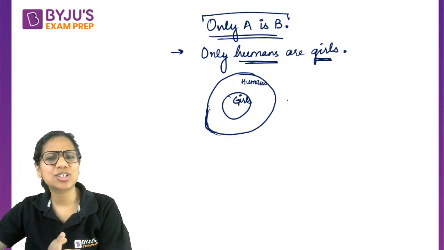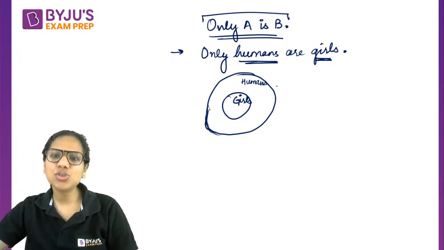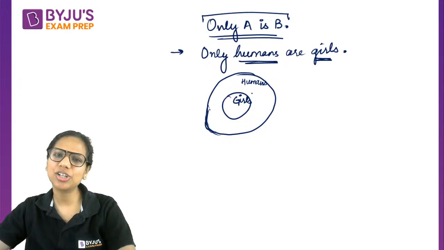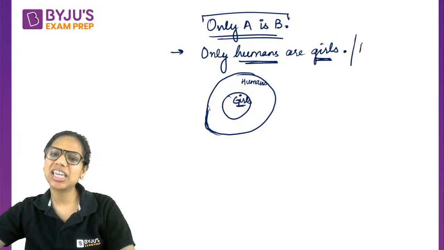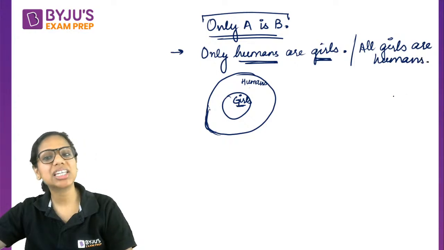And it makes sense to us. Girls should be inside, humans should be outside, right? Okay. So, do you see that this is very similar to the all diagram that I drew in the beginning? The all A is B diagram, wherein A is this and B is this. So instead of saying only humans are girls, can I say all girls are humans? Absolutely, I can say that.